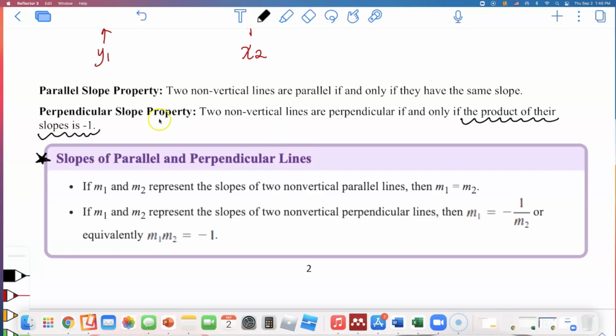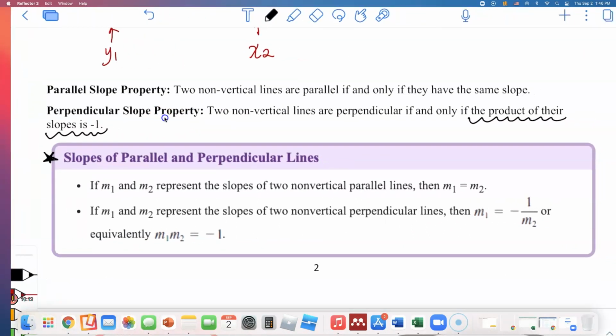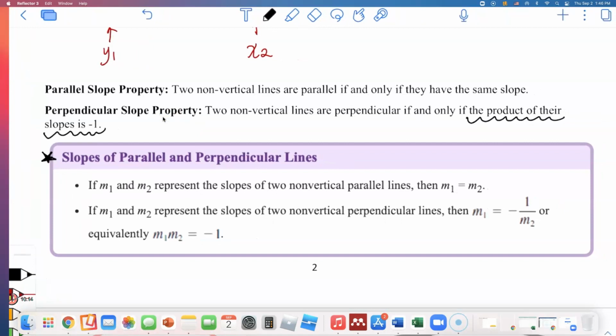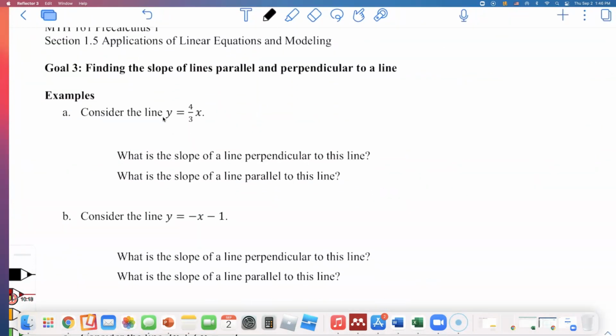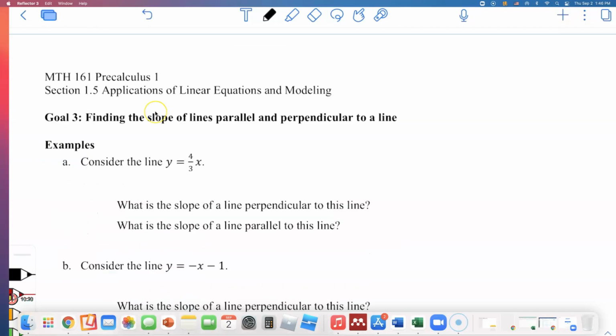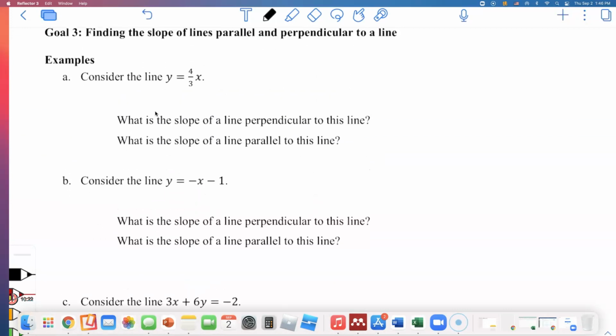All right, let's see how long I've been going. About 10 minutes. I think this is a good point for me to stop. And in the next video, I will come back and talk about goal number 3, examples A, B, C, and D. That's going to be a slightly longer one.